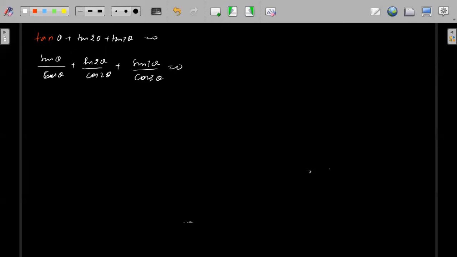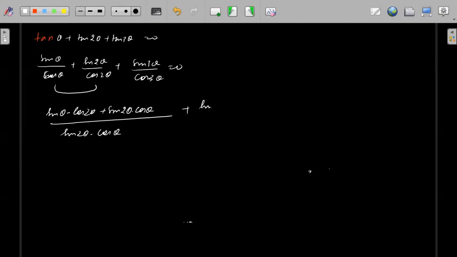What I'm doing is converting into sine and cos, right? So let's try to add these two. This will become (sin theta cos 2 theta plus sin 2 theta cos theta) divided by (cos theta cos 2 theta) plus sin 3 theta divided by cos 3 theta is equal to 0. This numerator is nothing but sin of 3 theta. So this is sin 3 theta.